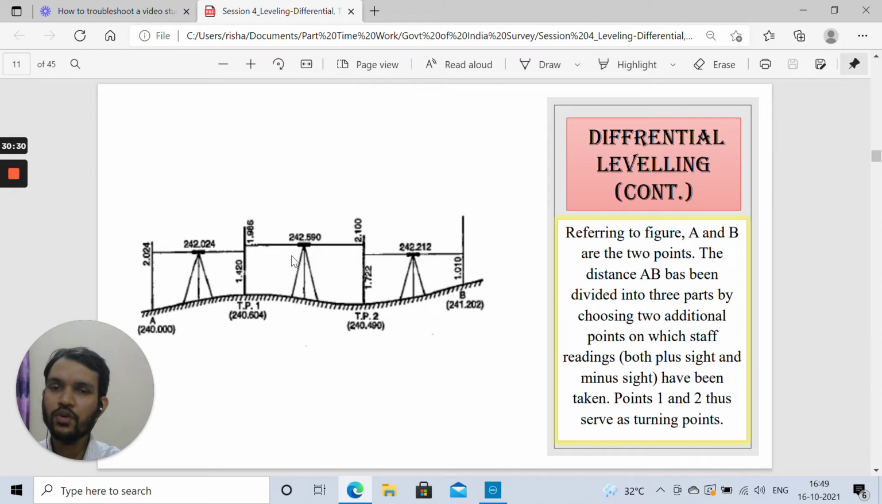What you need to do now is, wherever you have placed your instrument, sight back to this station, because this station's RL is now known to us as 240.504. Once this RL is known, from wherever the instrument is mounted, we will make a backside reading. As soon as we make a backside reading, we place the leveling staff here, and the reading that is read out here is, suppose, 1.986 meter.